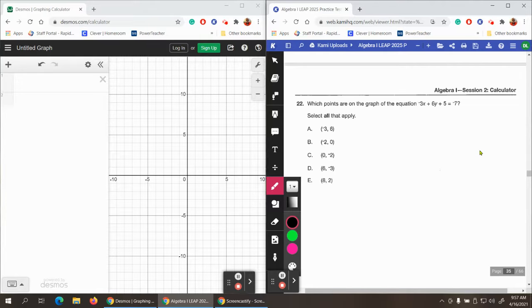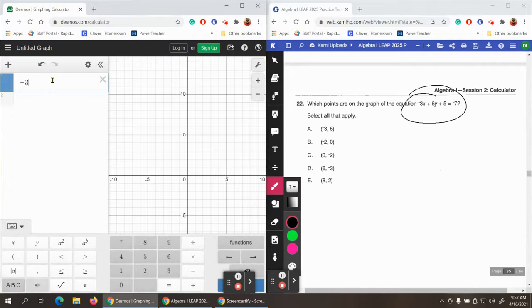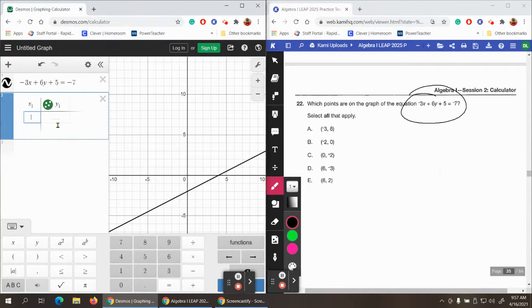All right. Here's one you put in Desmos. So we'll say negative 3x plus 6y plus 5 equals negative 7. So it gives us our line. Then you hit the next line. Then you're going to hit the plus button and click table. That way you get a table and you can enter in your values. And all you're doing is seeing, hey, which one of these will be on that line.